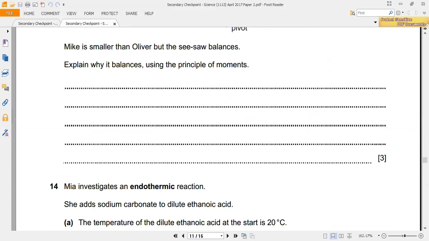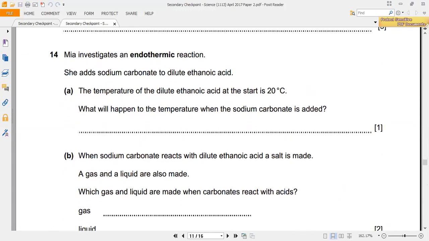Okay. Question number 14. Maya investigates an endothermic reaction. Endo means to inside, therm means heat. Endothermic means the reaction takes in heat. She added sodium carbonate to dilute ethanoic acid. A, the temperature of the dilute ethanoic acid at the start is 20 degrees Celsius. What will happen to the temperature when the sodium carbonate is added?